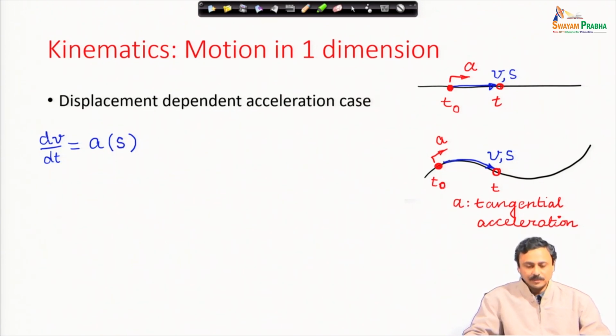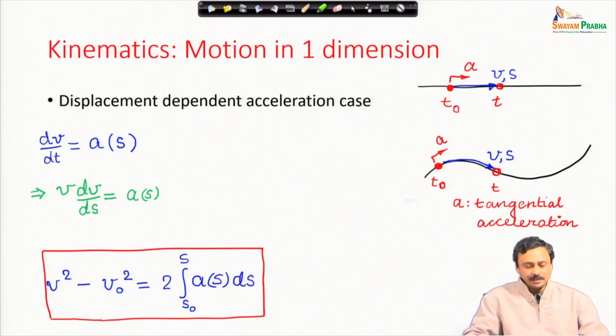Next is the displacement along the path dependent acceleration. So, location dependent acceleration. dv dt, acceleration is a function of s, the displacement or the location of the particle. Now, here I again use the same expression of acceleration. dv dt I am writing as v dv ds, which I derived a moment ago, and that is equal to acceleration as a function of s. Why I did this? Because acceleration is a function of s, therefore, I need to integrate it over s.